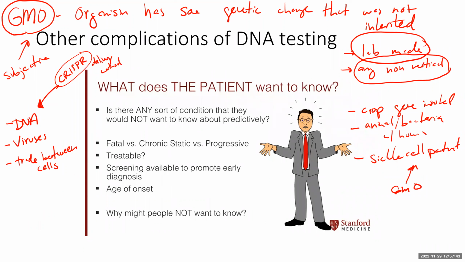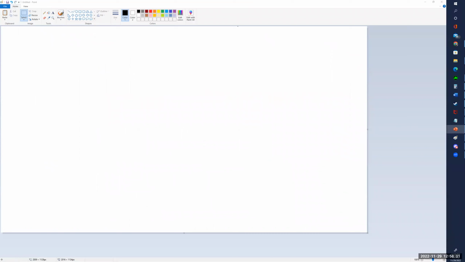Let's see. CRISPR can be used to fix inheritance. So this goes back to this idea of where are we making the edit? So the biggest thing here, let's get, need a better place to write. All right, let's get this.